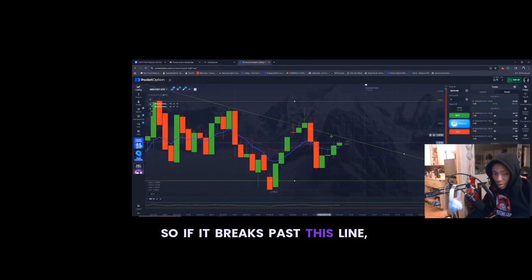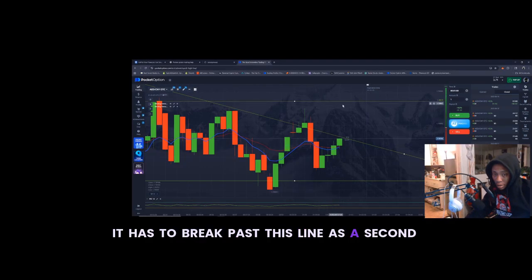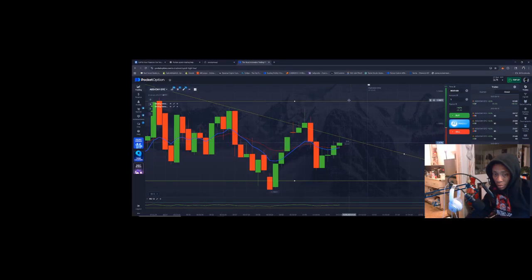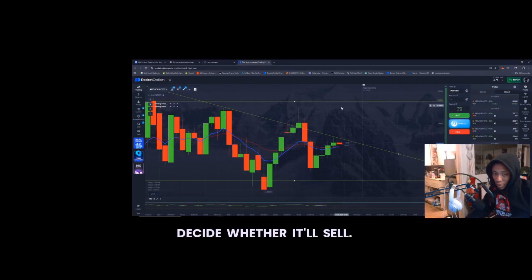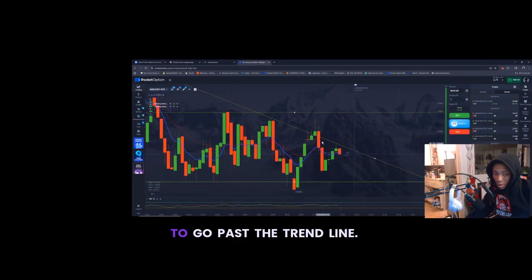So if it breaks past this line, it has to break past this line as a second condition for me to decide whether it'll sell. So it's not wanting to go past the trend line.